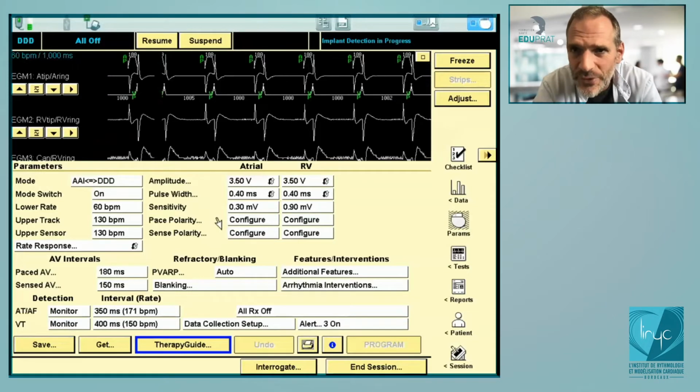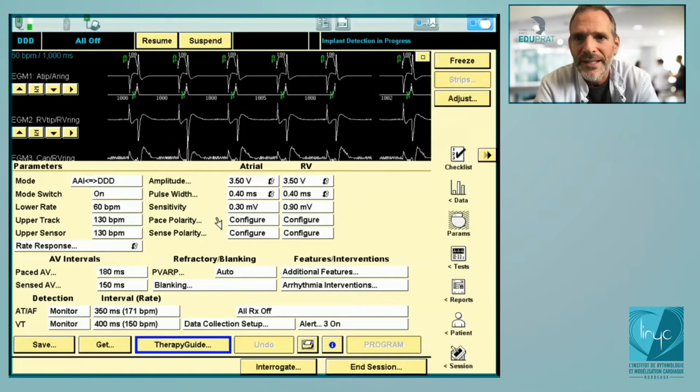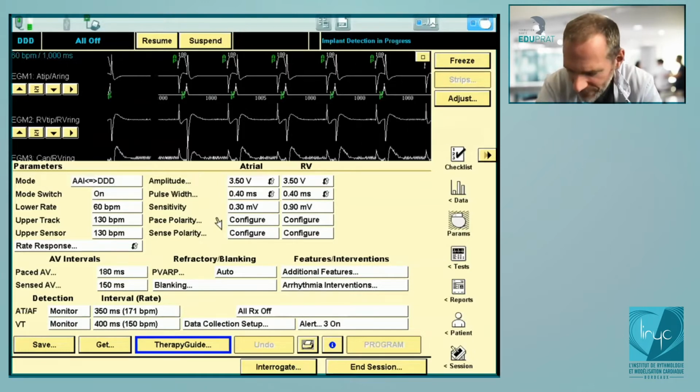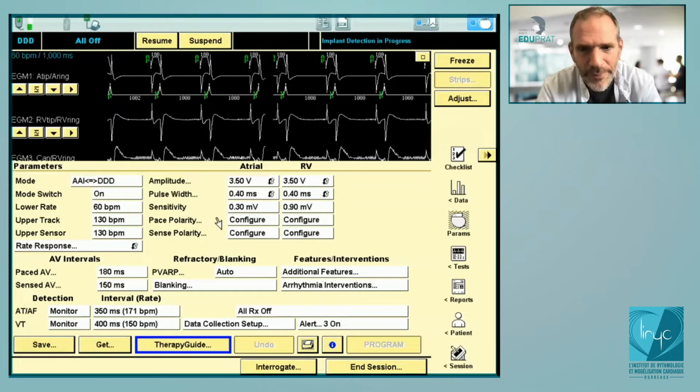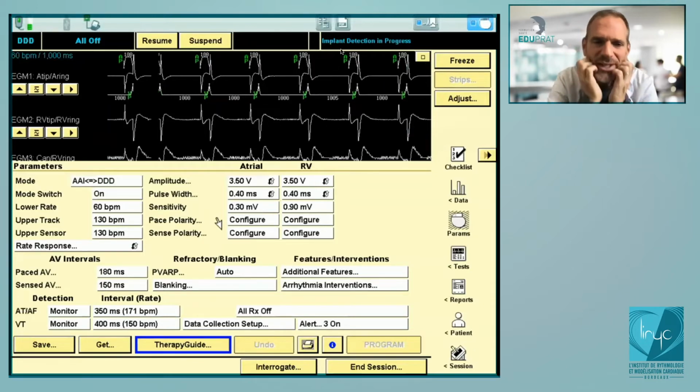After 5 minutes, it will increase the rate of pacing, and it will try to pace bipolar. And if the value of impedance in bipolar pacing will remain in bipolar pacing, both for the atrium and for the right ventricular lead.